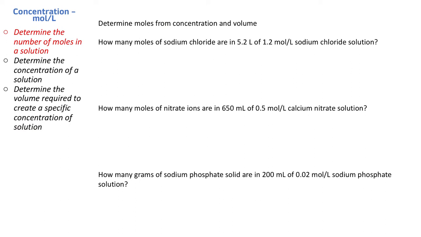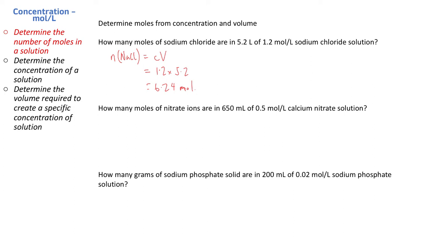So let's do these. How many moles of sodium chloride are in 5.2 liters of 1.2 mole per liter sodium chloride? So this one here, we want the number of moles of sodium chloride, which will be equal to, n is equal to CV. Okay, and this is on your data sheet as well. Right, so the concentration 1.2 times 5.2 is some value. It is 6.24 mole. Okay, nice and easy.